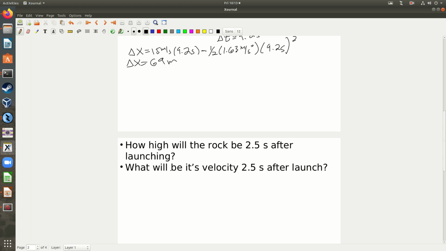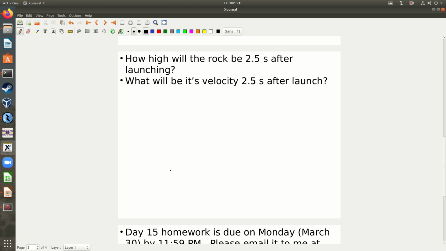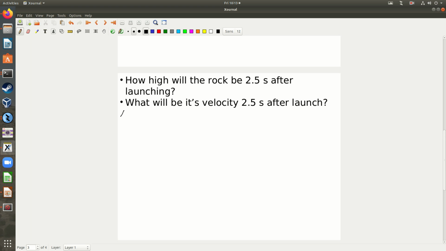So, a related question I also gave is how high will the rock be 2.5 seconds after launching, and what will be its velocity 2.5 seconds after launch. So we need to figure out the height and the velocity. So height equation, that is my delta x, is equal to vi delta t plus 1/2 of a delta t squared.